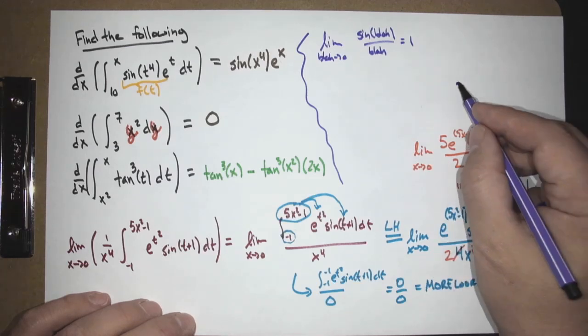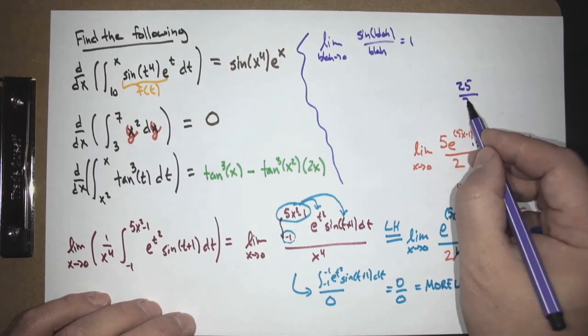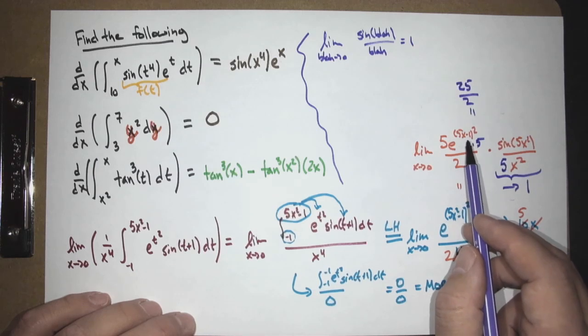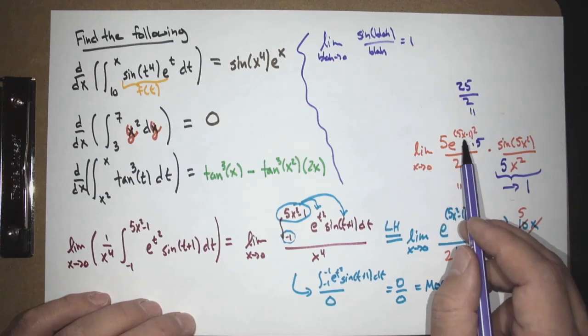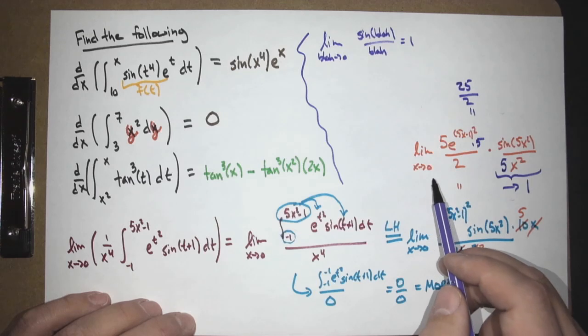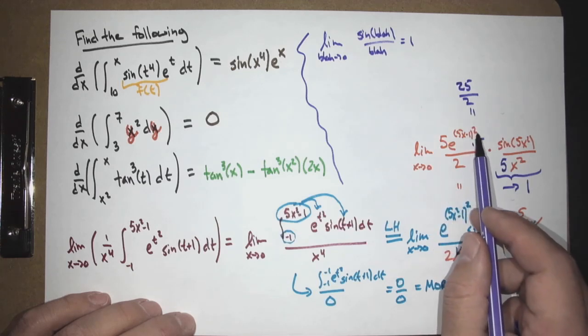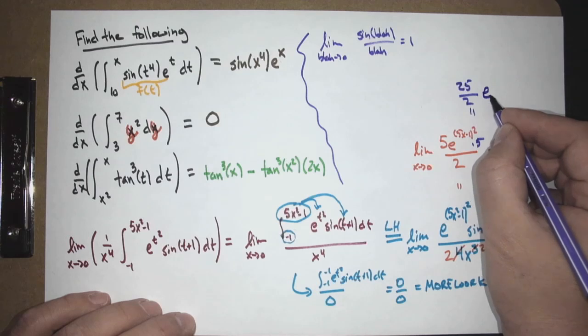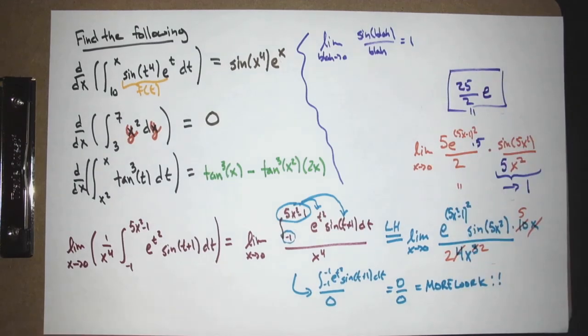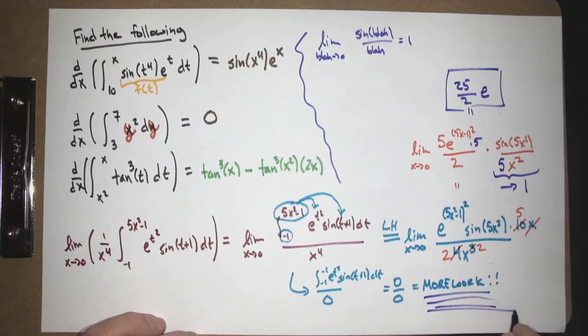We have 25. We have an over 2. And e to what power? Plug in x equals 0. Negative 1 squared, which is positive 1. 25 halves e. Just what you thought. As soon as you saw 0 over 0, you're probably like, this has got to be 25 halves e. That's what it always is, right? No. It's always more work, more work. But that's all right. We don't mind.